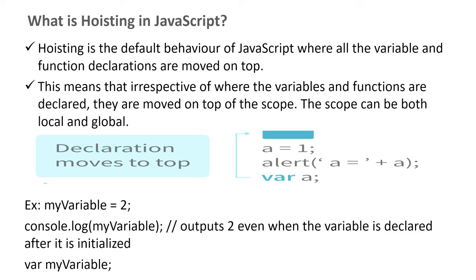Example: myVariable = 2, console.log(myVariable), var myVariable. So I have assigned the value before declaring. The output is 2 even when the variable is declared after it is initialized.